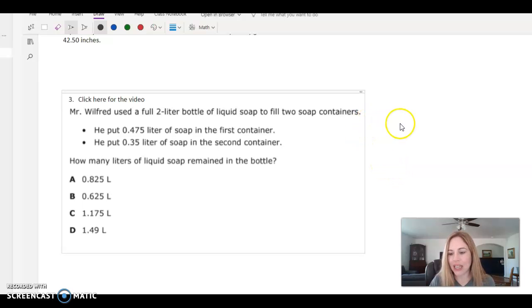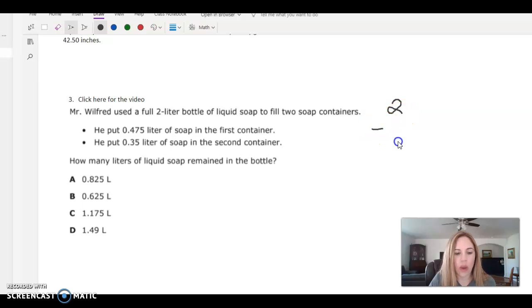Okay, what'd you come up with? Let's see if I do one of the ways that you thought. Okay, so if he has 2 liters and he's taking away 475. Okay, what do I need to do? I need to line up my decimals when I add or subtract, which means I actually need to put a decimal into the 2. Where's my decimal go? At the end. A decimal goes at the end of a whole number.